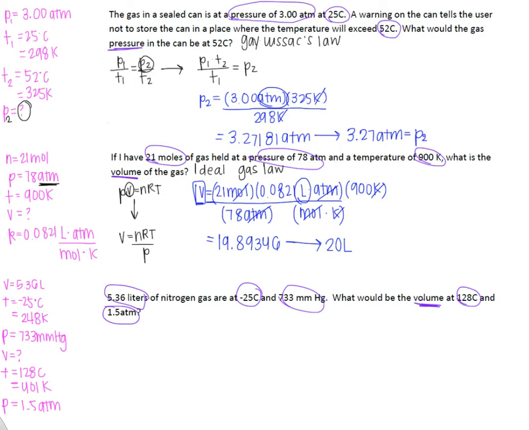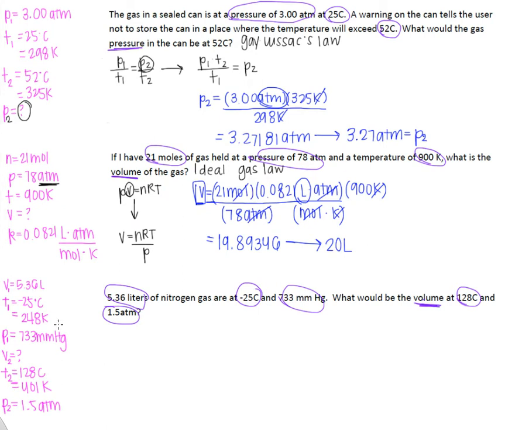I have volume, and now I can see I have a volume 1. They're asking me for volume 2. I have a temperature 1 and a temperature 2. Both of these are in Kelvin. And I have a pressure 1 and a pressure 2. But what do we notice about our pressures? They are in different units. So therefore, we need to convert one of these.